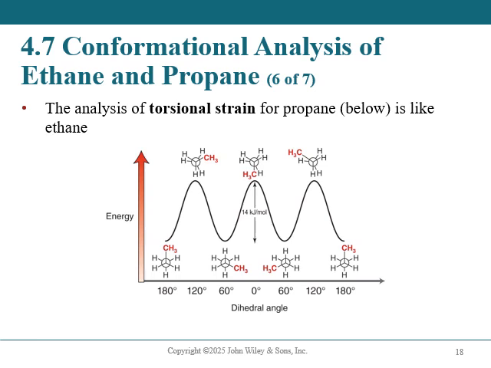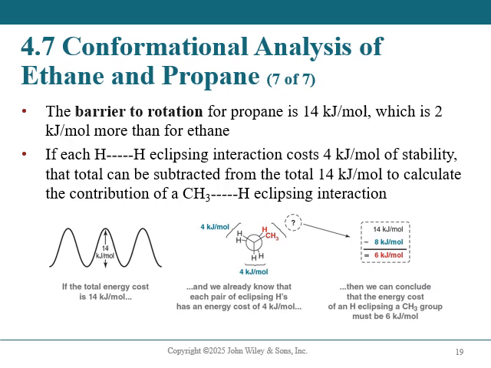The analysis of torsional strain for propane, when we move from ethane to propane, is very similar. What changes is the magnitude. We went from 12 to 14 kilojoules per mole, so even bigger amount of energy. That's because methyl is much larger than hydrogen. The barrier of rotation for propane is 14 kilojoules per mole, which is, as you know, 2 kilojoules per mole more than ethane.